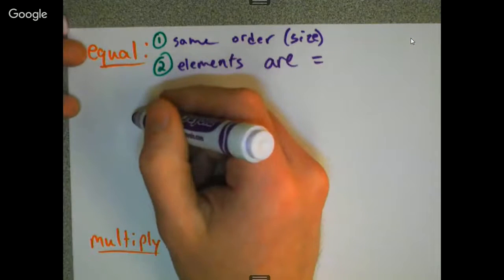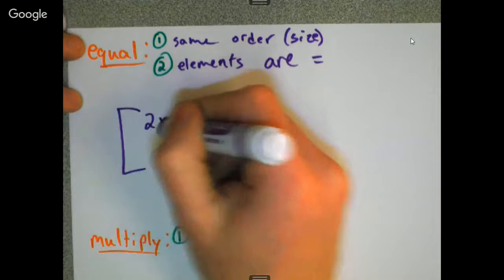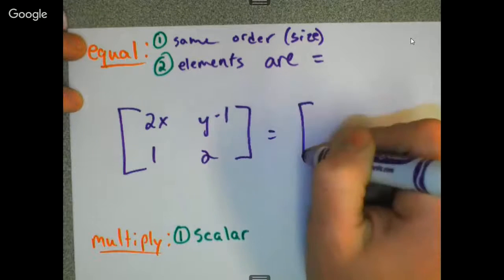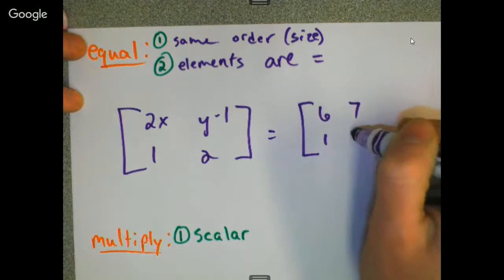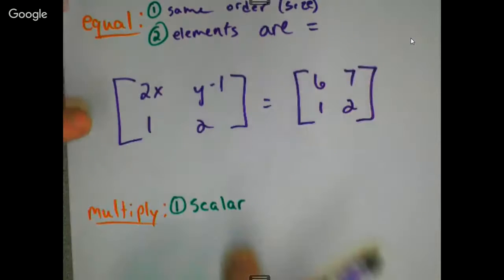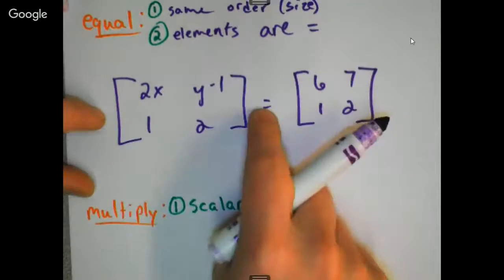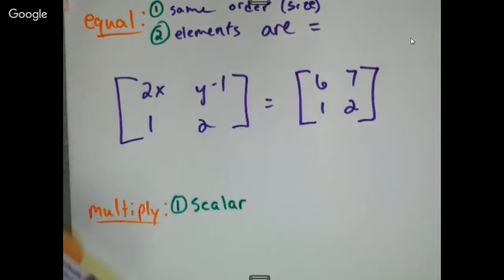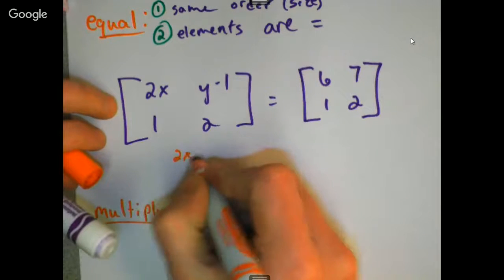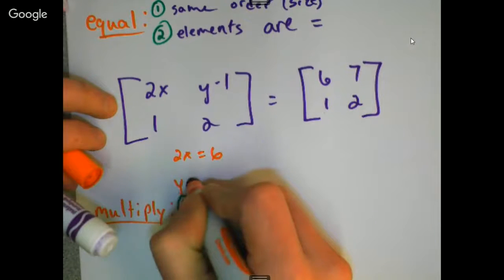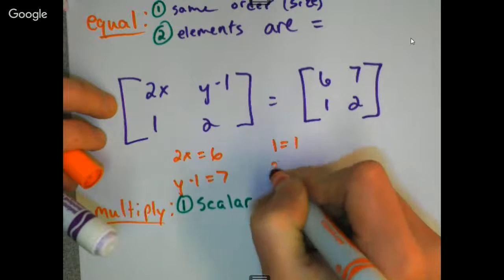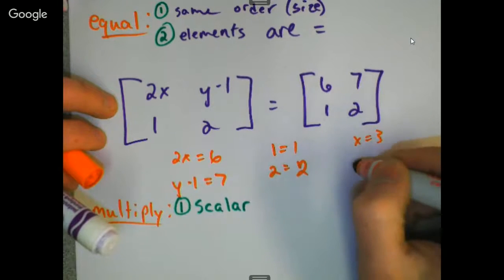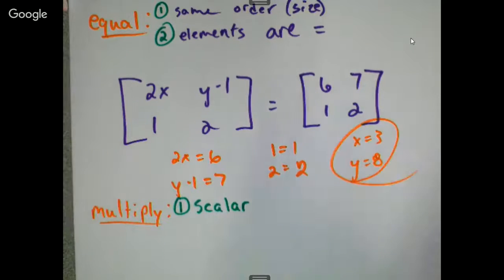For example, if I get something like this, okay, now since these two matrices are equal, then each corresponding element has to be equal. So you'd say something like 2x equals 6, y minus 1 equals 7, 1 equals 1, and 2 equals 2. So these are good. Here, x would be 3, and y would be 8. And that's all you're doing there.